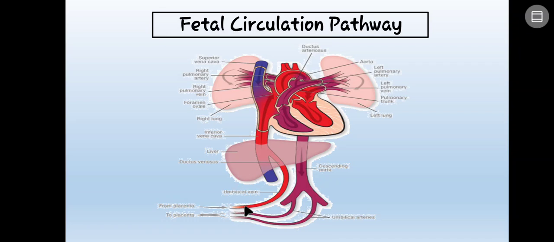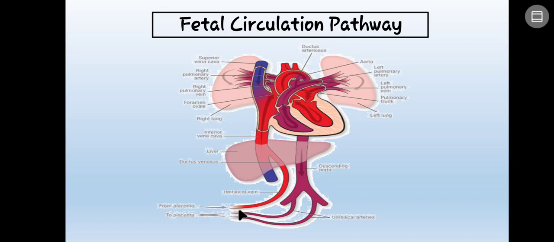So the process begins with the umbilical vein and ends with the umbilical artery. This umbilical artery actually contains deoxygenated blood from the fetus, and the umbilical vein rather contains oxygenated blood. This oxygenated blood is coming from the mother's circulatory system.